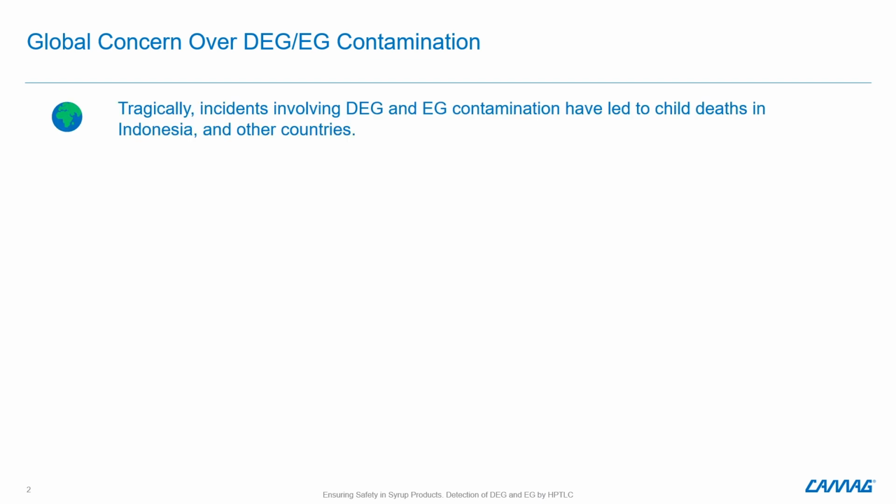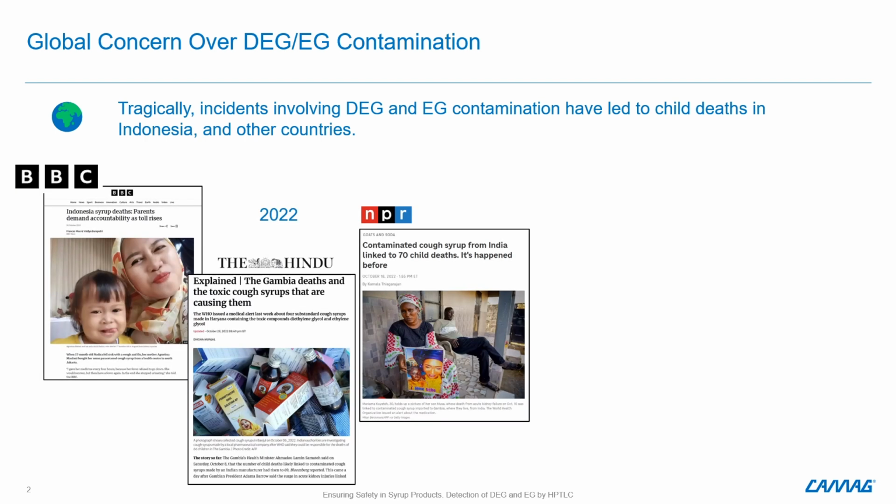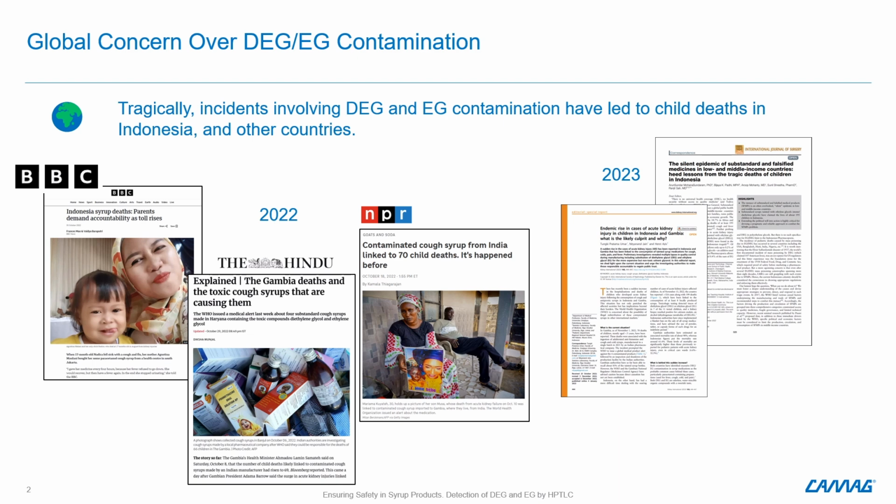Unfortunately, DEG and EG contamination continues to be a major public health concern. In the past few years, as mentioned here in BBC or several local newspapers, we've seen tragic cases of child deaths linked to contaminated syrup, for example in Indonesia or in Gambia. This toxic glycol can be present in excipient as impurities or can be intentionally added due to cost, often going unnoticed without effective screening methods.